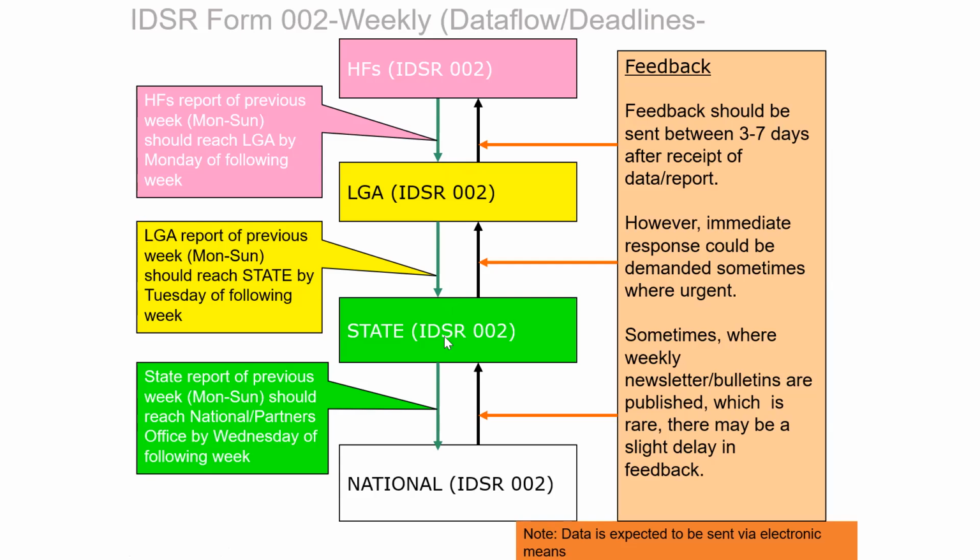And then from the state, it's supposed to go to the national by Wednesday. So Monday, LGA, Tuesday, state, Wednesday, federal. That's how it goes.